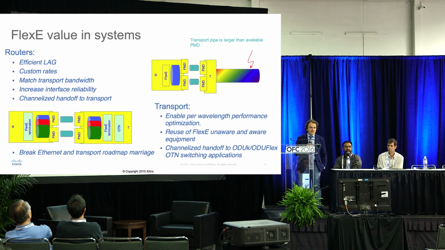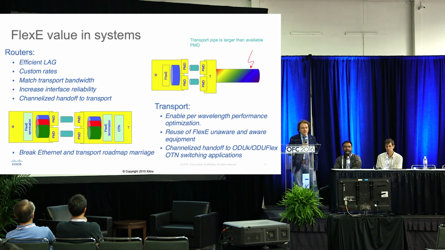Then, talking about the custom rates, FlexE enables 25 gigabit increments. I don't think that we will really need to go down to 25 gigabit increments, but during the discussion of this implementation agreement, we didn't want to limit that and wanted to enable that possibility.